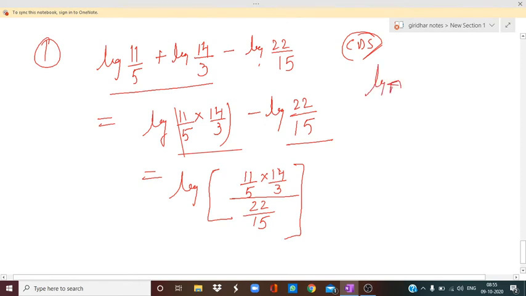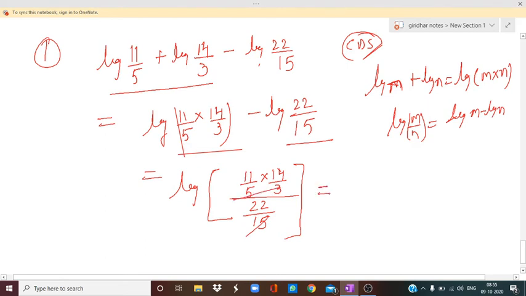We have used log m plus log n equals log m into n, and log m by n is log m minus log n. These properties are being used. 15 and 15 get cancelled, so log 7 is left. 11 cancels with 22, so the answer is log 7.